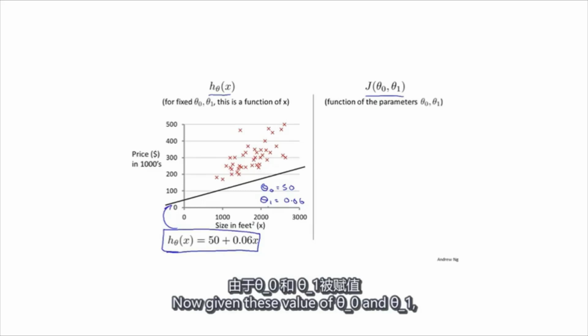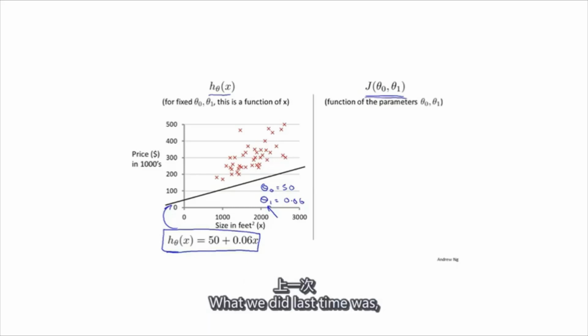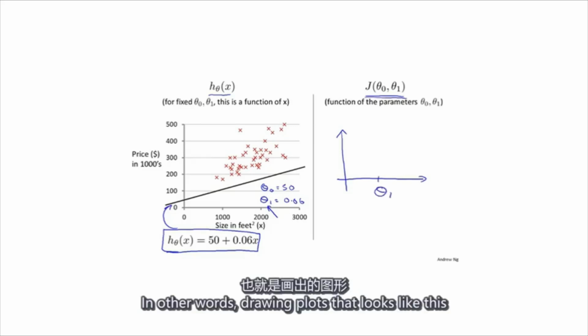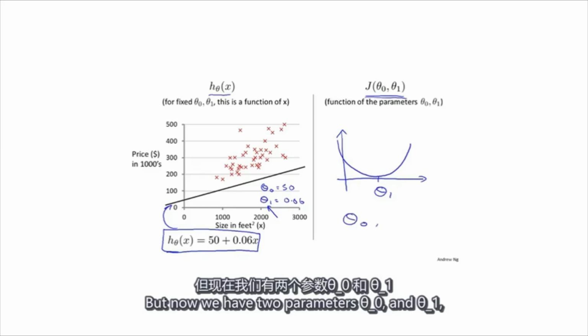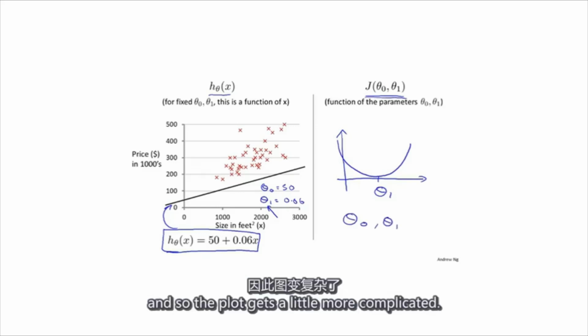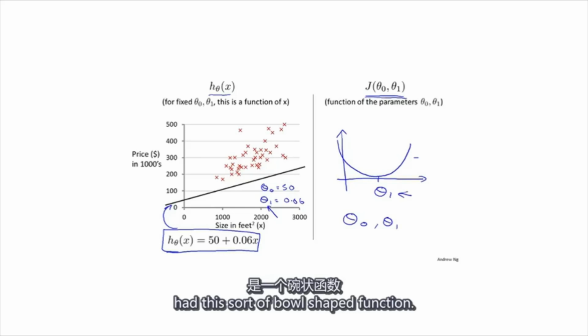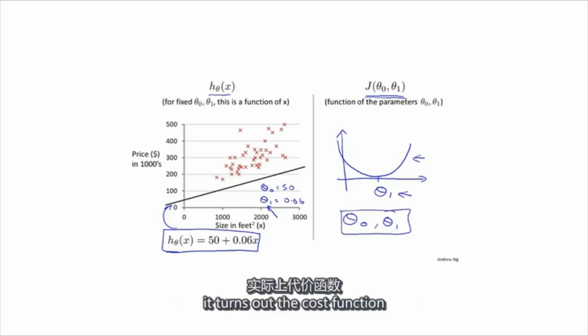Now, given these values of theta 0 and theta 1, we want to plot the corresponding cost function on the right. What we did last time, when we only had theta 1, was draw plots that look like this as a function of theta 1. But now we have two parameters, theta 0 and theta 1, and so the plot gets a little more complicated. When we had only one parameter, the plots we drew had this sort of bow-shaped function. Now, when we have two parameters, the cost function also has a similar sort of bow shape.